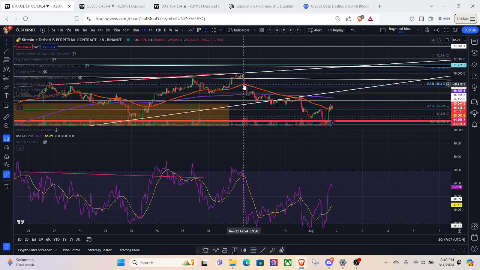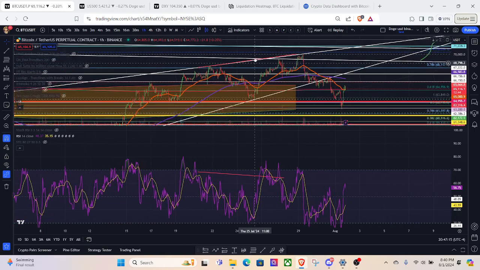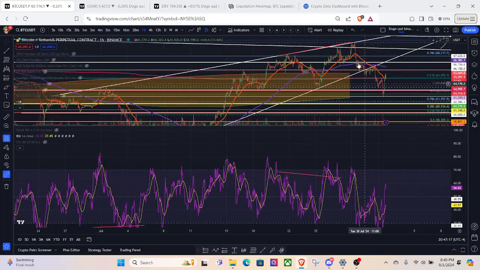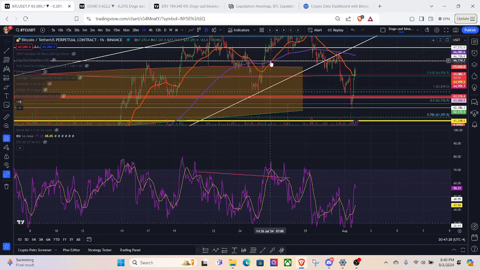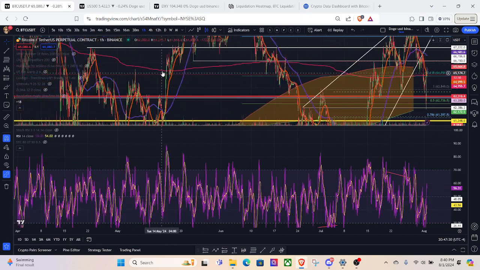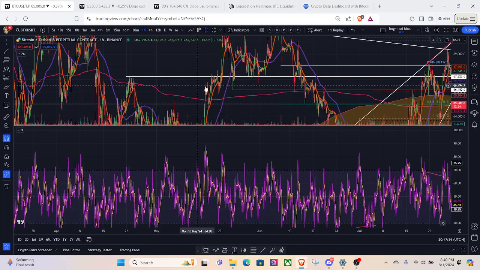I believe the ultimate rejection point was $70,081. Now, after hitting that price, you did end up losing this support here, which is around 67,200, just for a round number. So you sort of lost this structure here, and I'm just kind of giving a breakdown.